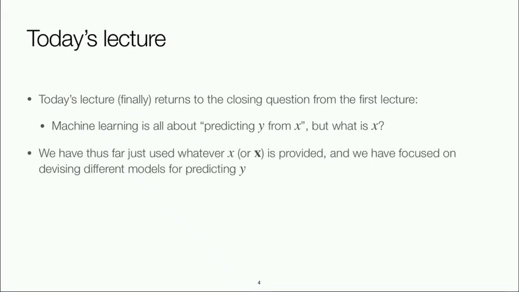We haven't thought about it so far, because what we've done is really just use whatever x, or bold x if we're talking about vectors, is provided to us. We assume that there's some set of features that's been collected, and then we just use it as is. Given that, what we've done so far is focus on devising different models for predicting y. It's the x to y step. We haven't really thought so much about what x is in the first place.